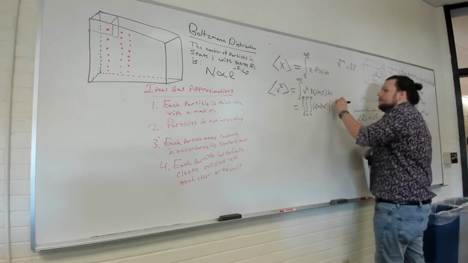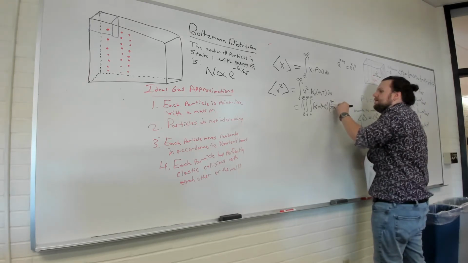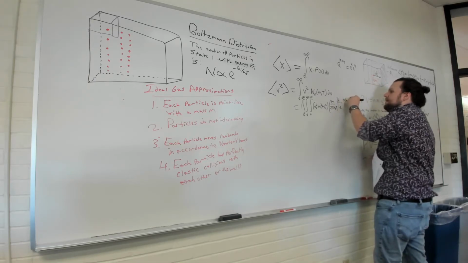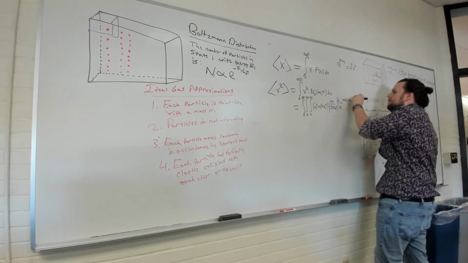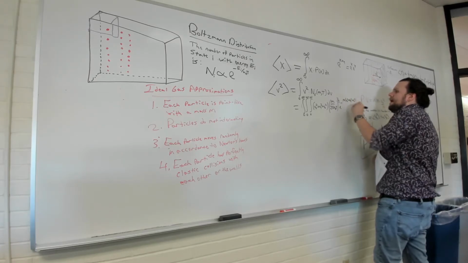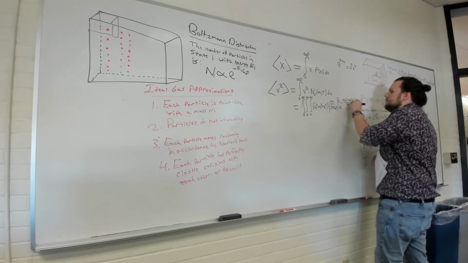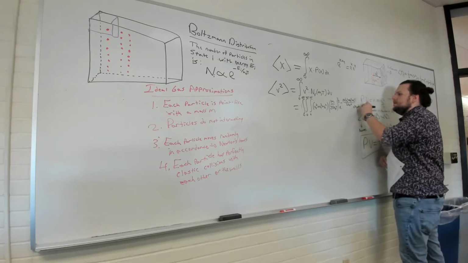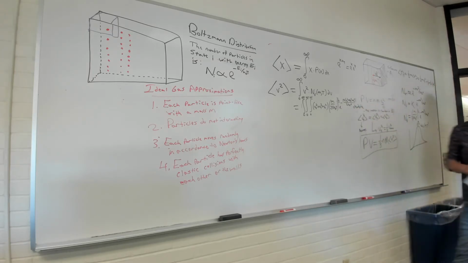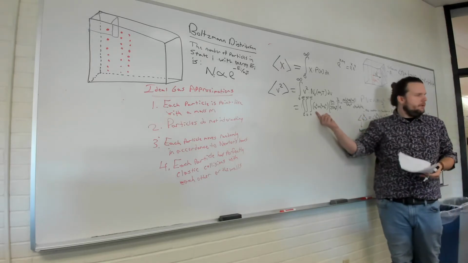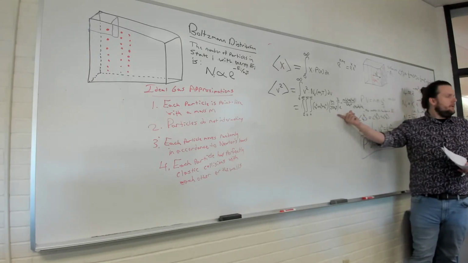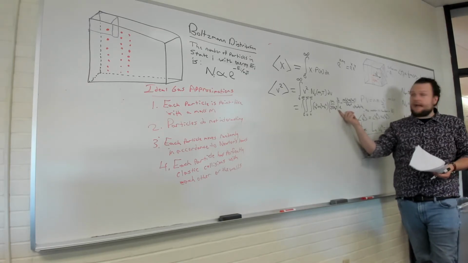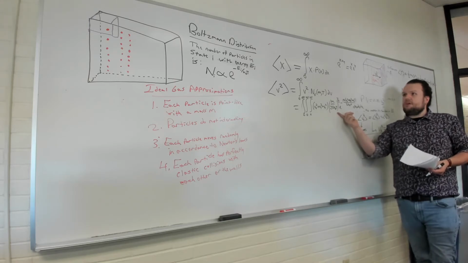Times m over 2 pi kBT to the 3 halves, e to the minus m times vx squared plus vy squared plus vz squared. Again, I'll never make you have to do any integrals like this. But it's important to look at it just to get a sense. So we have our average quantity we want to measure, v squared, and we have our probability distribution function. Probability of finding a velocity at a given temperature and mass. And this will give us the average velocity.